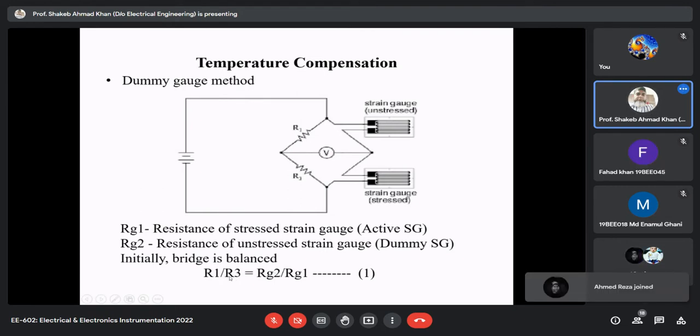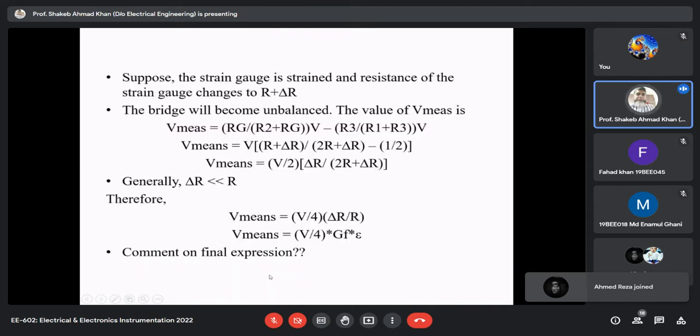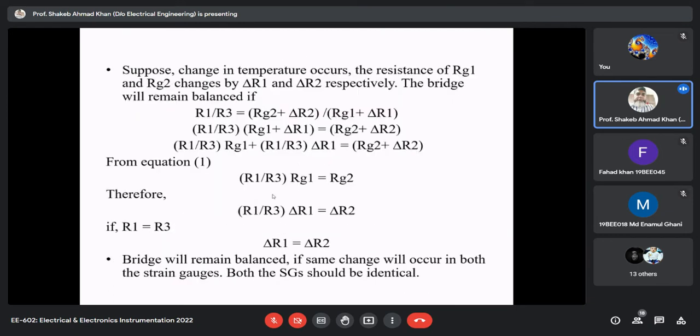R1 into R3 divided by R3 into Rg1 is equal to Rg2. So this thing is equal to Rg2, and this will get cancelled. Now we are getting only R1 by R3 into Rg1 is equal to Rg2. This is equal, so we cancel this from equation 1, and we end up with this part: R1 by R3 into delta R1 is equal to delta R2.